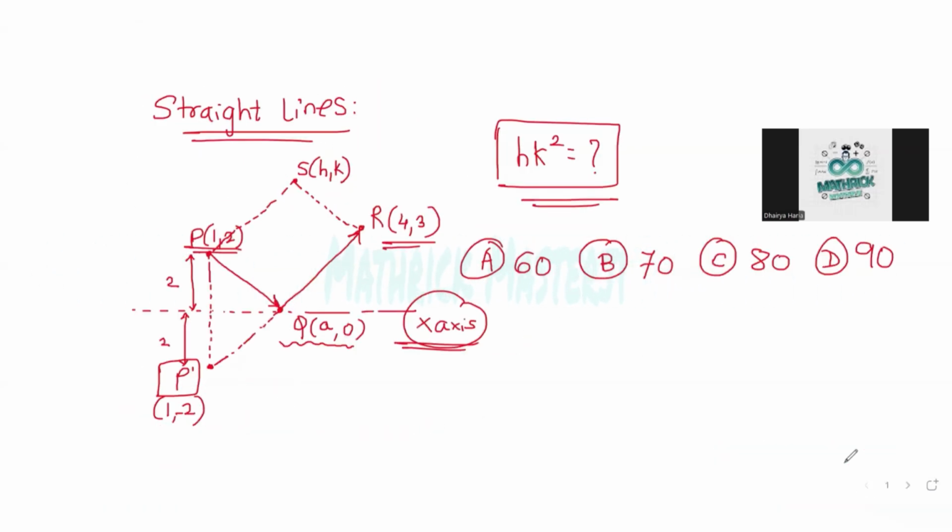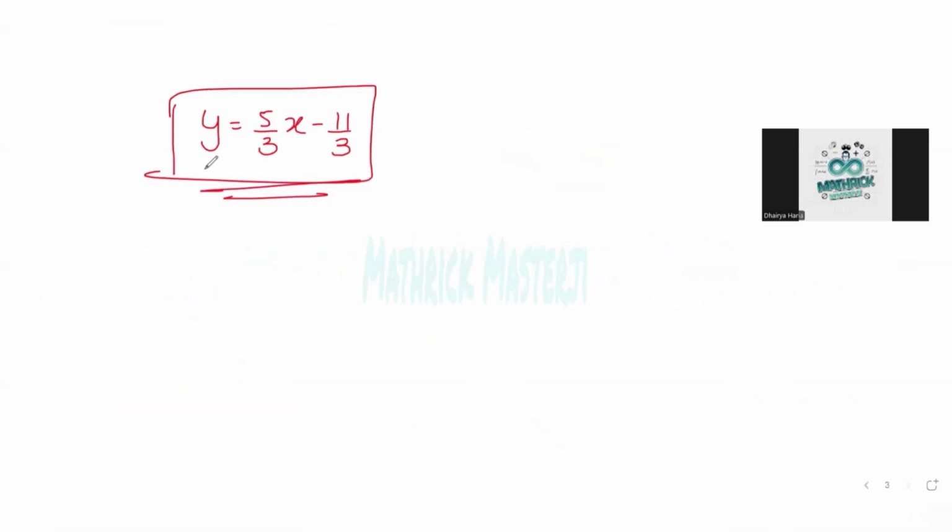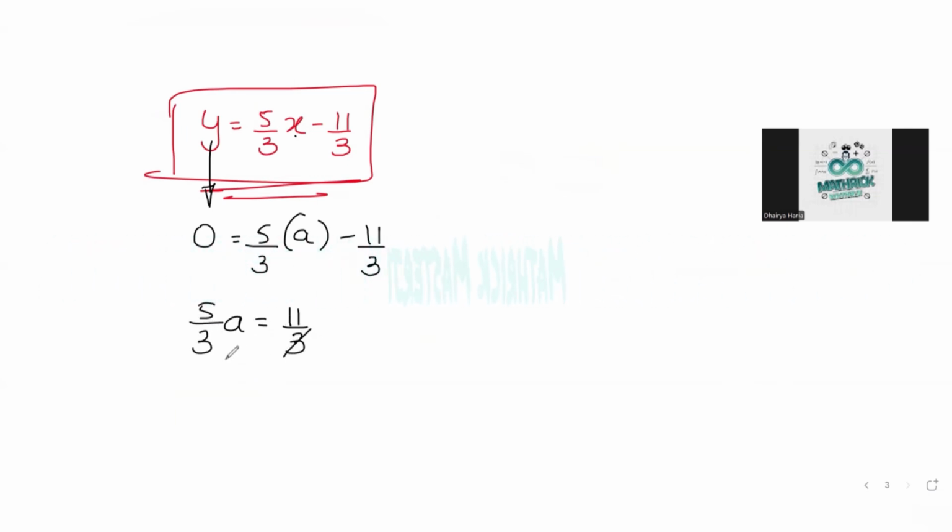Now, once I have the equation of the line, this point Q also lies on that same line and it is on the x-axis, so its y coordinate becomes 0. I'll put y as 0 and x as a, which I have taken. I get 5 over 3 times a equals 11 over 3. The 3 cancels, so I get 5a equals 11.